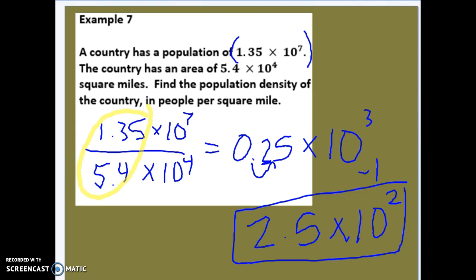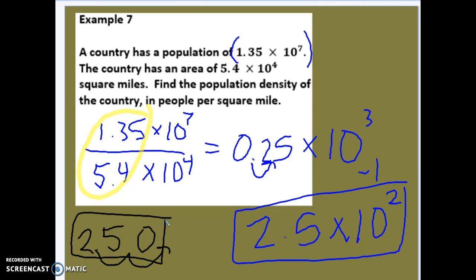Well, what would that look like in standard notation? How many people is that per square mile? Well, times 10 to the 2nd power means times 100. So 2.5 times 100 would be 2.5, move it 2 spots to the right, that'd be 250 people per square mile.